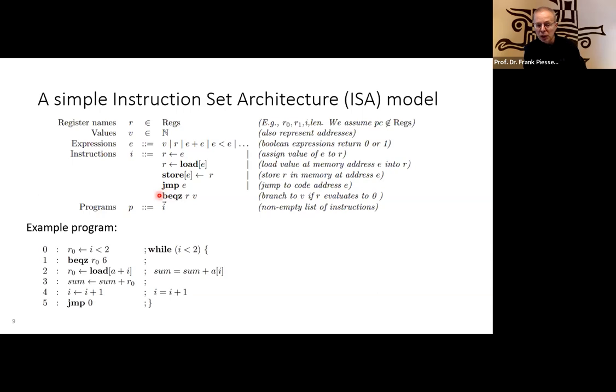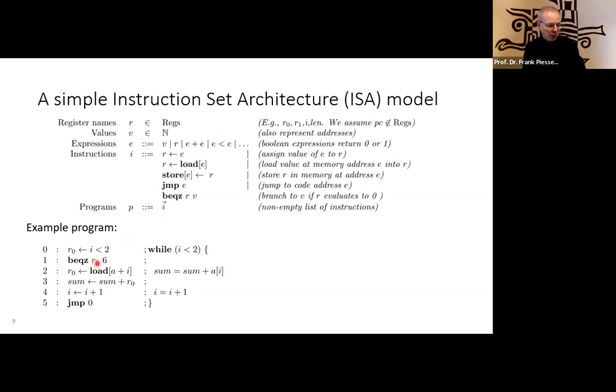This instruction will jump to address V if the contents of the register R is 0. This is a branch-if-equal-to-0 instruction. And this one is actually not essential. We could actually compile it to the other one, but it will be useful to have in examples. So that's all we have in terms of instructions in this language. And a program is then just a list of instructions. And I hope if you've ever seen any machine language like x86 or RISC-V or ARM, this language will be easy to read for you.